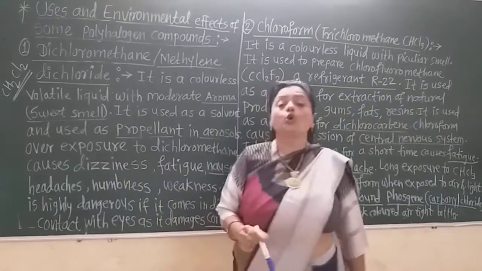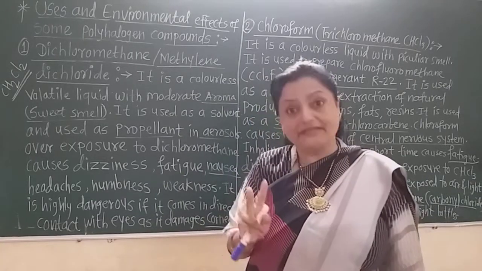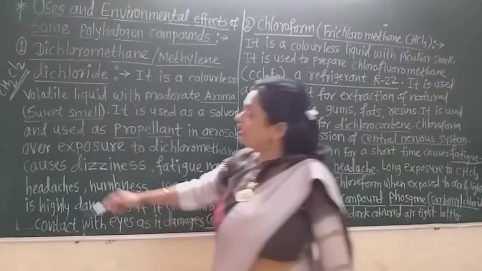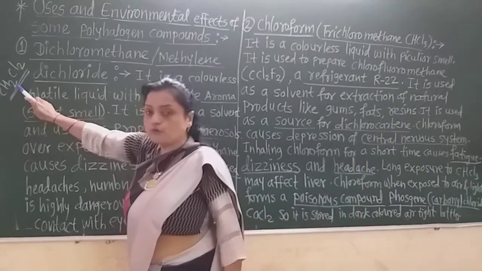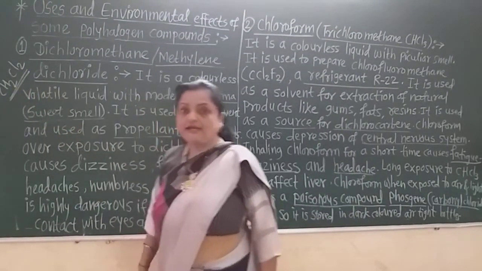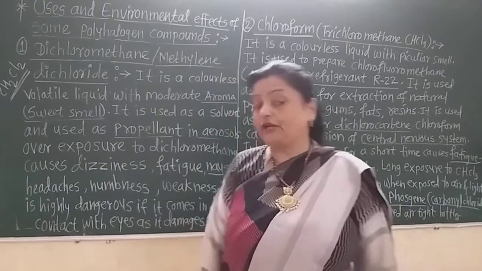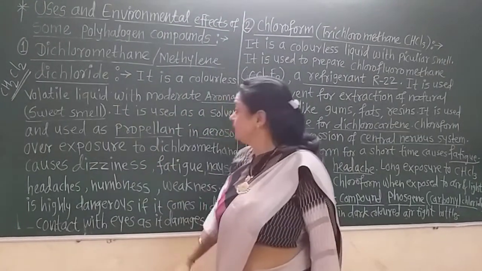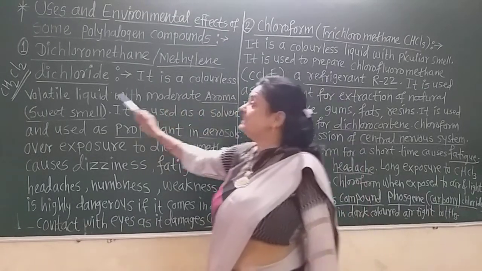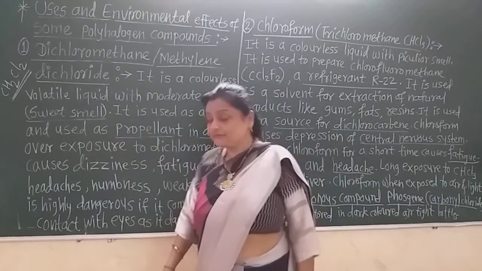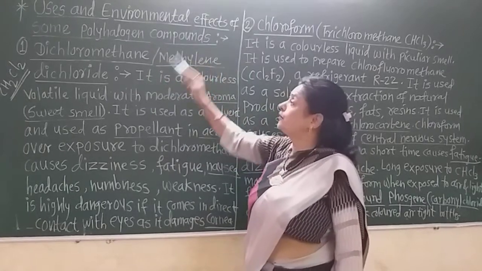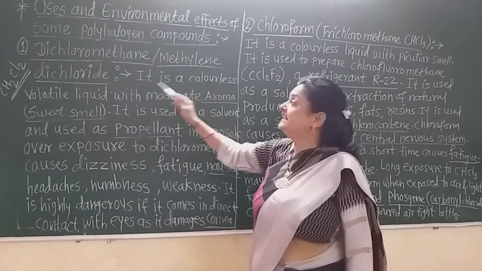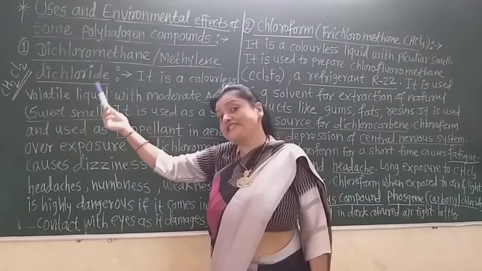dichloromethane. That means two hydrogen atoms of methane are replaced by two chlorine atoms. So the formula is CH2Cl2, dichloromethane, or it is also called methylene dichloride. Now it is a colorless volatile liquid. What are the uses and environmental effects of this dichloromethane, that is methylene dichloride, CH2Cl2?